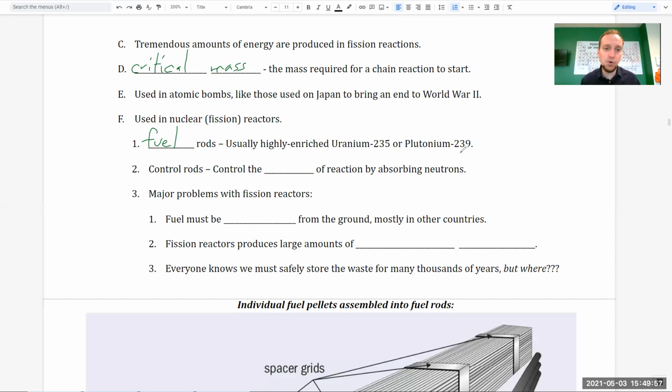All right, in order to control things once we attain critical mass and a chain reaction is about to begin, we need something called control rods. Control rods control the rate of a reaction by absorbing the neutrons.